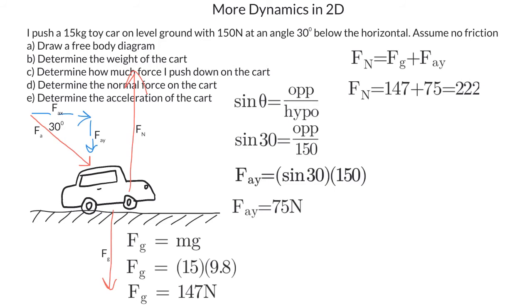Now E, determine the acceleration of the cart. Alright, well in order for us to do that, we do need to know what the net force is. I have the mass, I need the net force, and I can use F net equals ma. So that means that I have to combine all of these forces together. Well, in some ways, I've already made some of that work easy for me. I've already recognized that Fg, Fn, and Fay all cancel each other out. So I can pretty much ignore them. I can pretty much say that they do not exist.